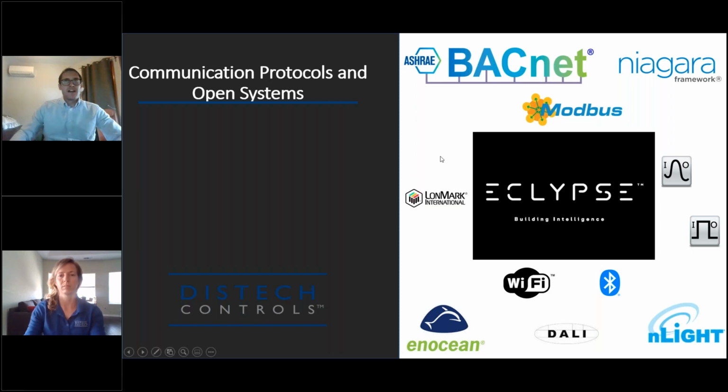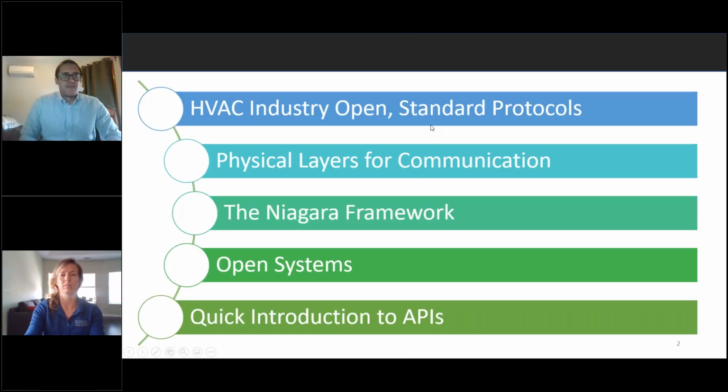I'll kick it off with just giving an outline of what we're going to review today. We're going to start with talking about open standard protocols that are specific to the HVAC industry, and then move into the physical layers that they communicate over, talk a little bit about the Niagara Framework, open systems, and then finish it off with APIs. So a lot of good conversations for today.